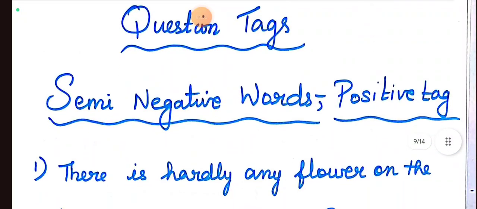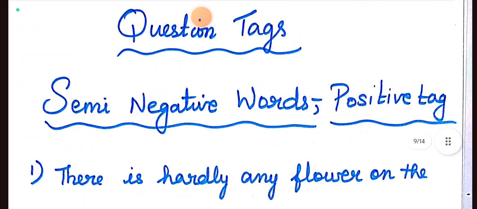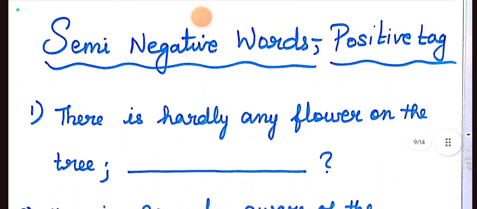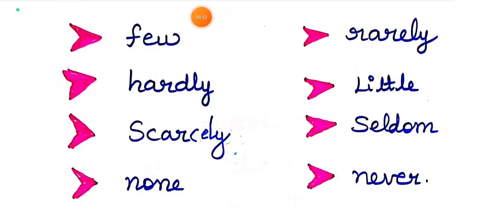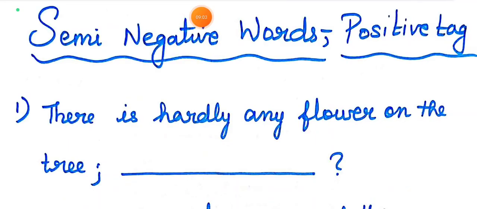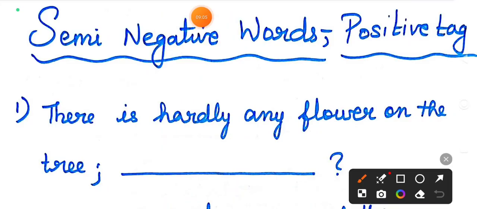Question tags: semi-negative words, positive tag. When you see semi-negative words, I already taught you 8 semi-negative words. Once again, I wish to recollect all the 8 semi-negative words. Few, rarely, hardly, little, scarcely, seldom, none, never. All convey the meaning no. There is hardly any flower on the tree. Can you see the semi-negative word hardly? So the sentence is negative. So the tag is positive, is there.